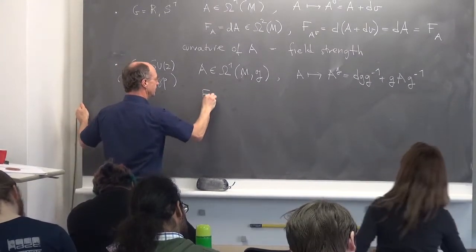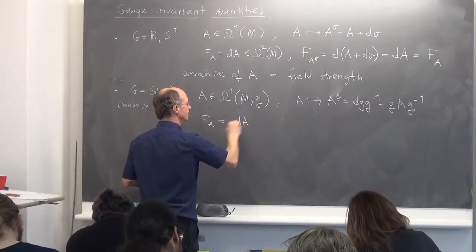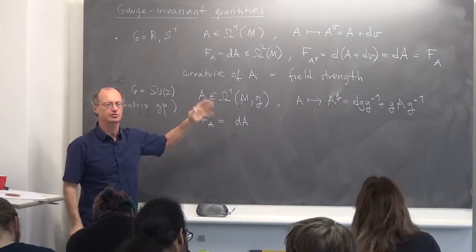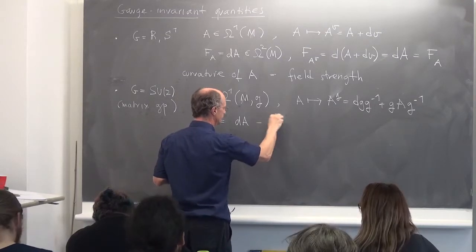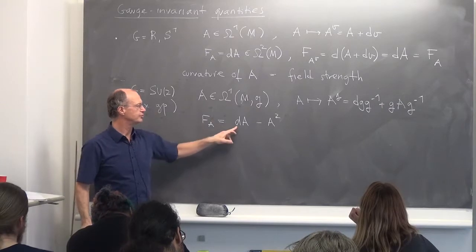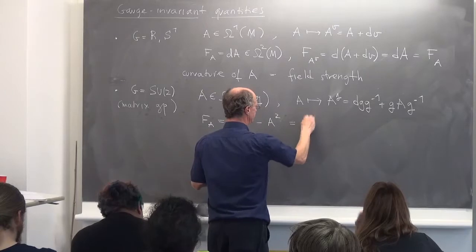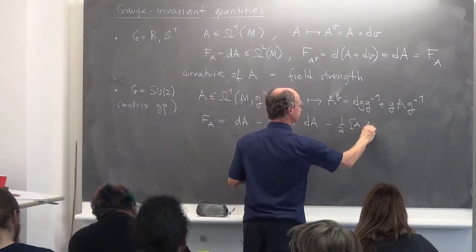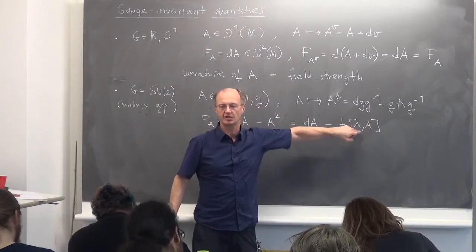So let's define again the curvature or the field strength. I hope that with my choice of signs here, as usual, with left and right, there is a choice of signs. For matrix groups, the definition would be dA minus A squared, or maybe a somewhat more enlightened way to write it down is dA minus 1/2 commutator of A and A.